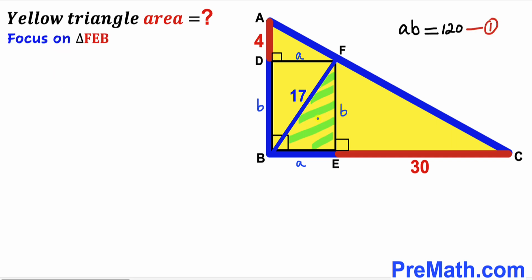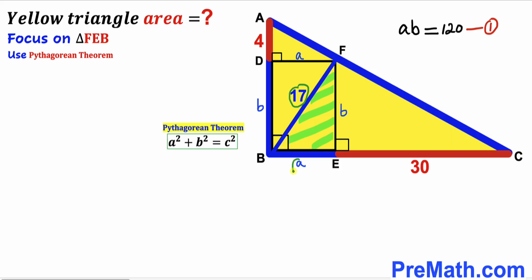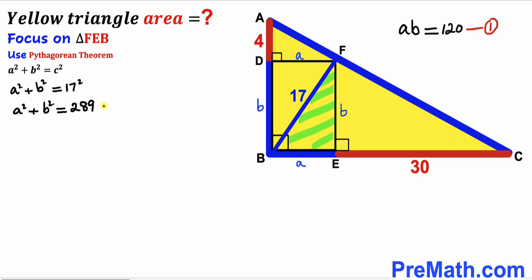And now let's focus on this right triangle FEB. And we are going to apply the Pythagorean theorem on this triangle. And here's our Pythagorean theorem: a square plus b square equal to c square. And in our case, the hypotenuse of this triangle is 17, whereas our two other legs are lowercase a and lowercase b. So let's go ahead and fill in the blanks in this Pythagorean formula. So we got a square plus b square equal to our hypotenuse, 17 square. And I'm going to label this one as our equation number 2.